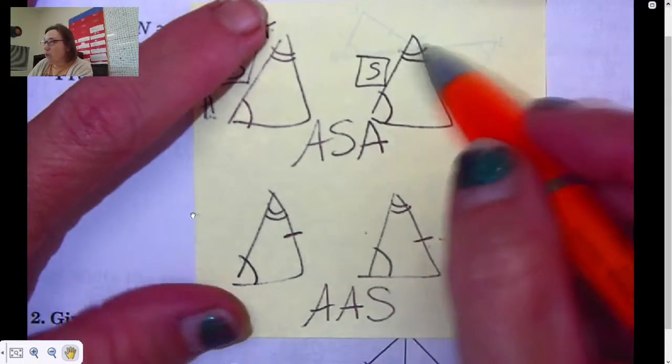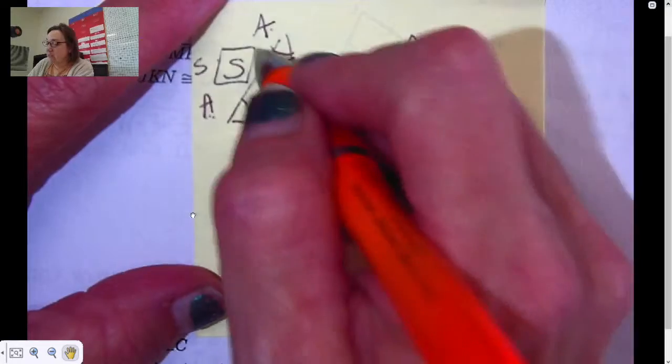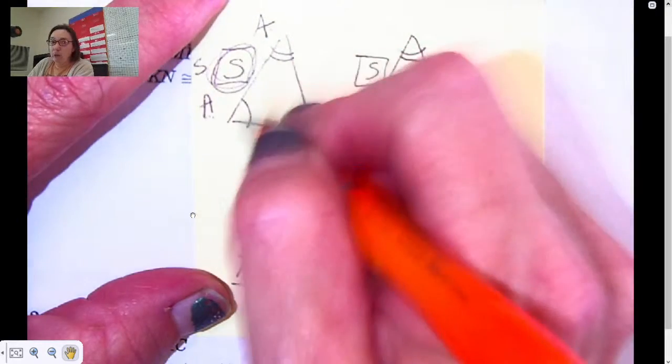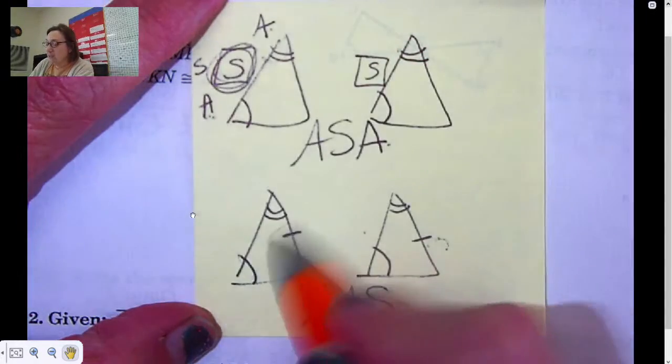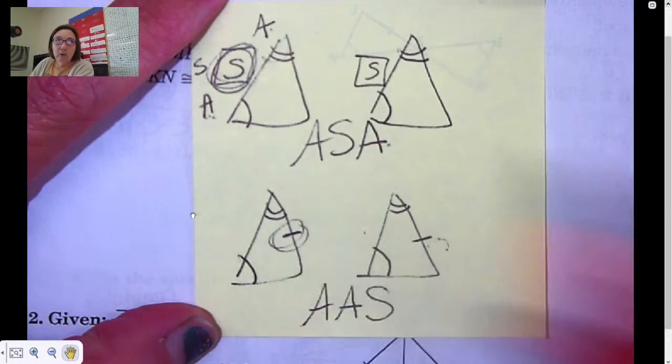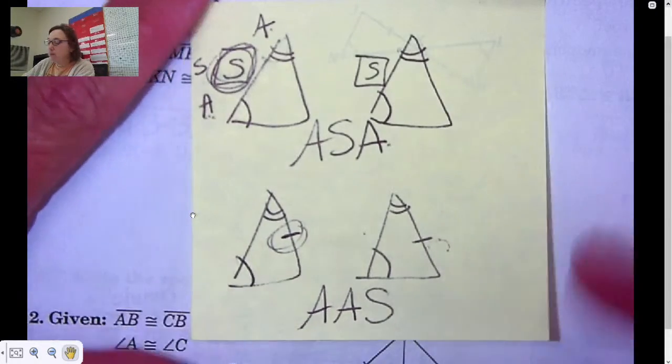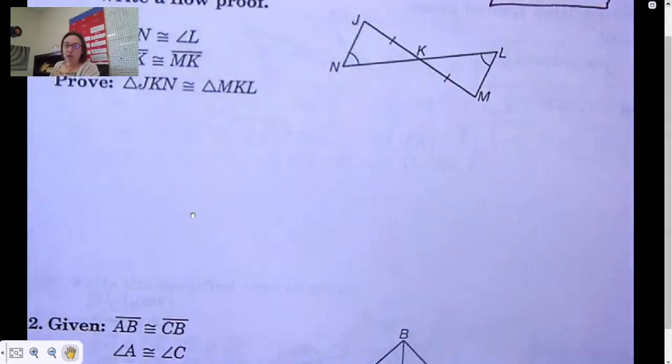So both of them you're using two angles and a side. The difference is this side is touching both angles. And on this one, this side is not touching both angles. Do y'all see the difference? Okay, just want to make sure y'all understood that.